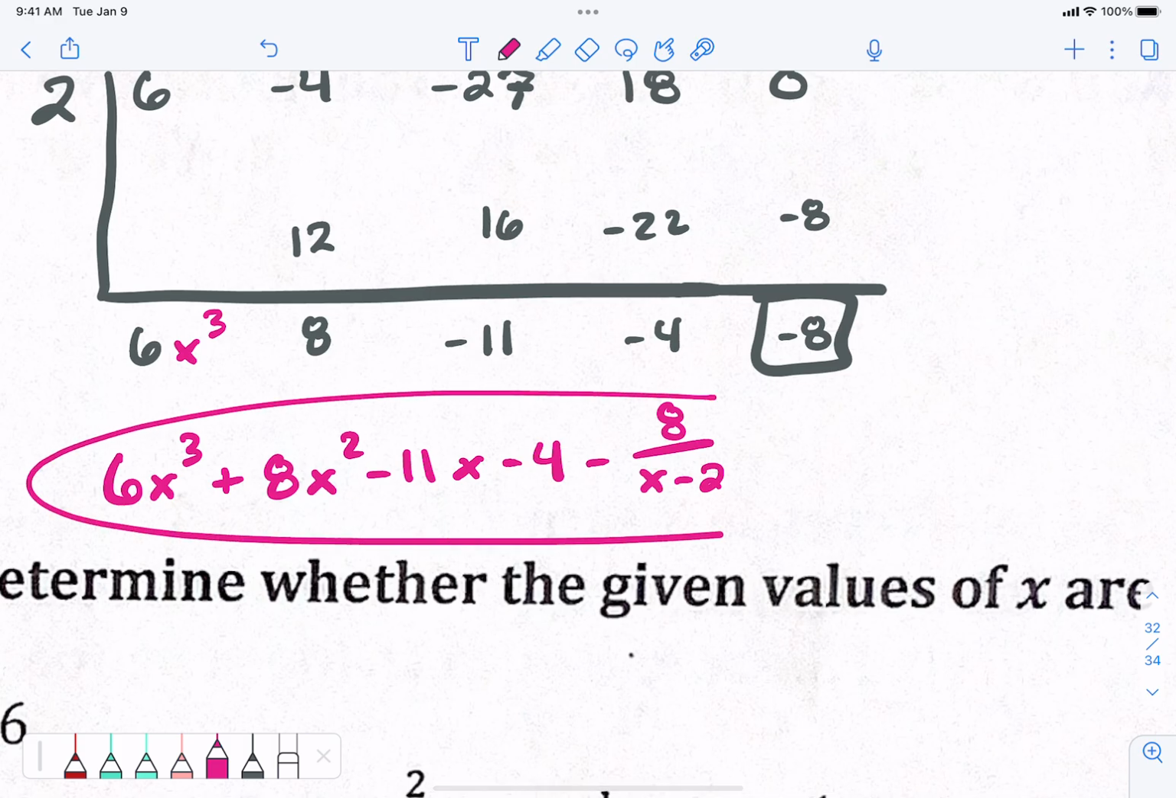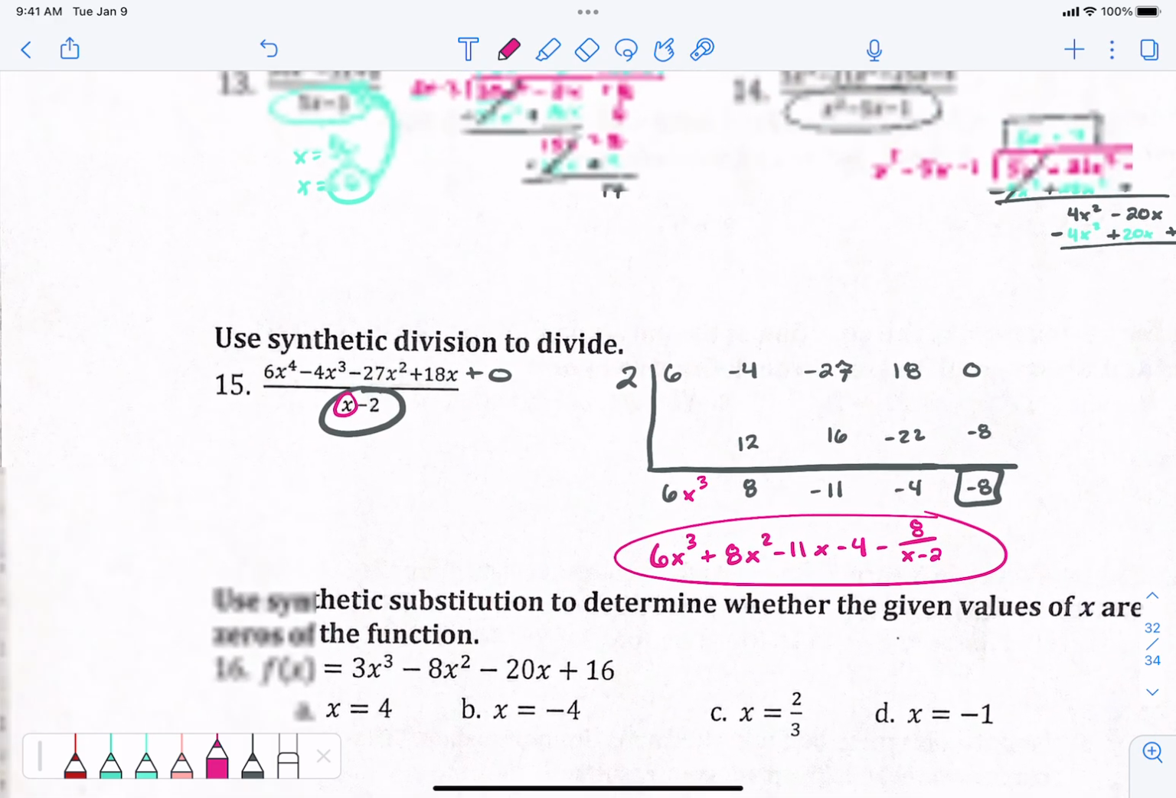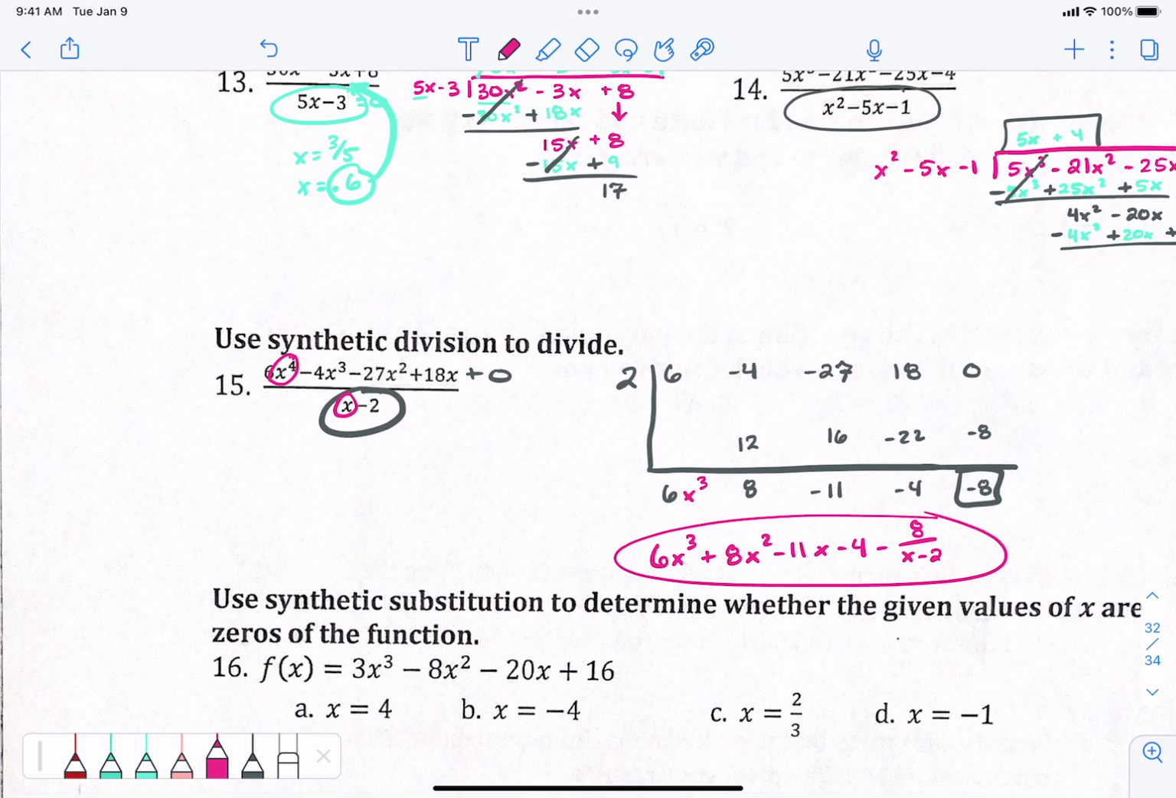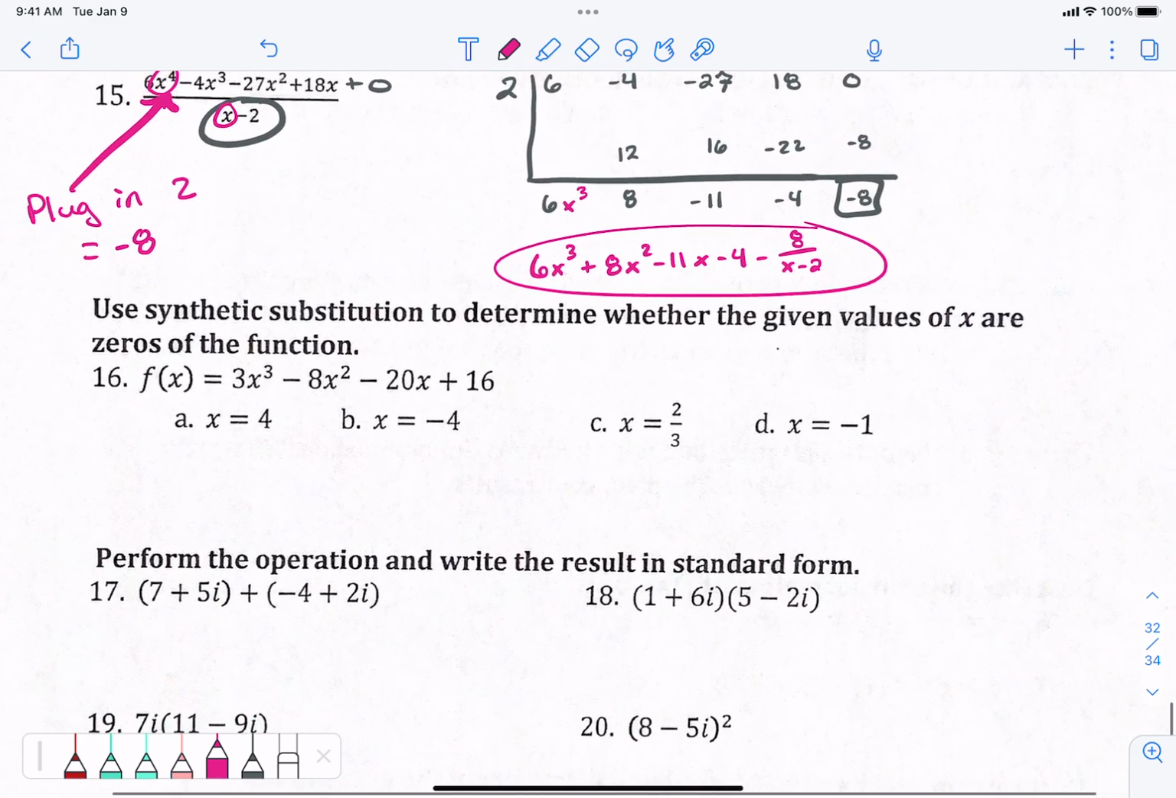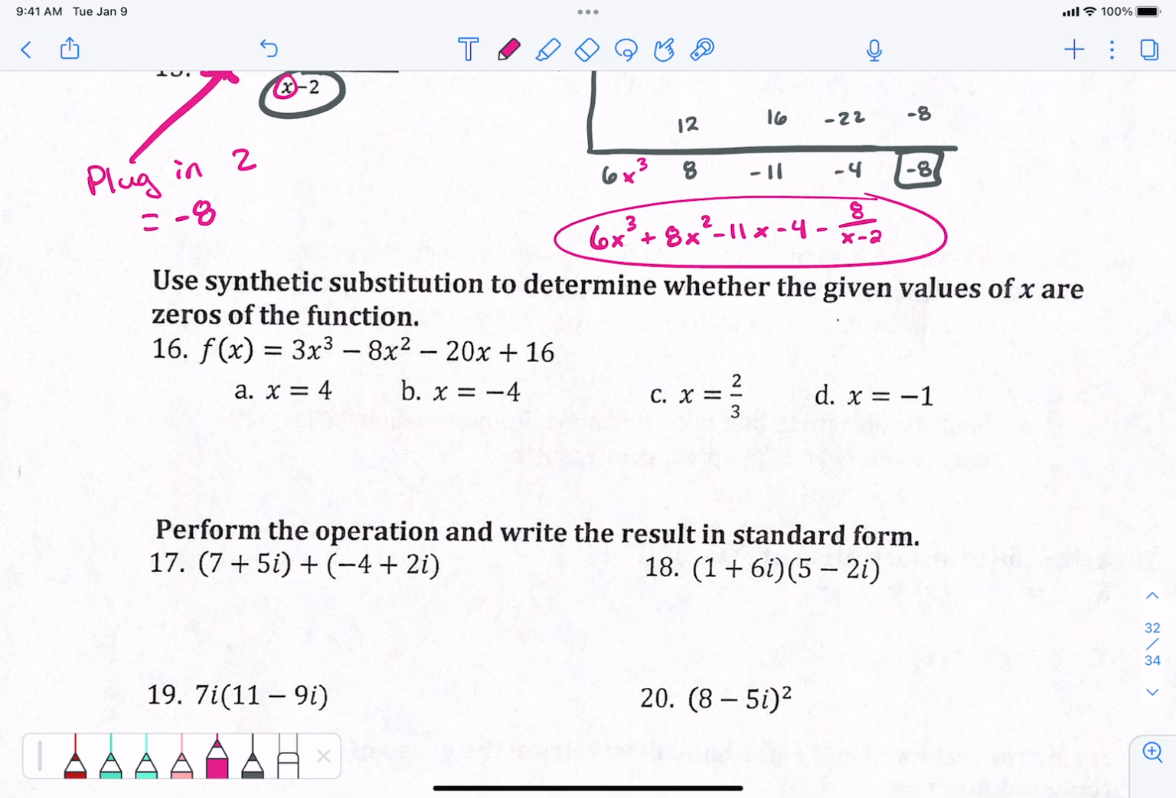Now, suppose I want to check my answer. Can I? Yes. What would you plug in? 2. Plug 2 into here. And what should you get? Negative 8. Plug in 2 equals negative 8. Did you do 16? Do you plug those in or what?